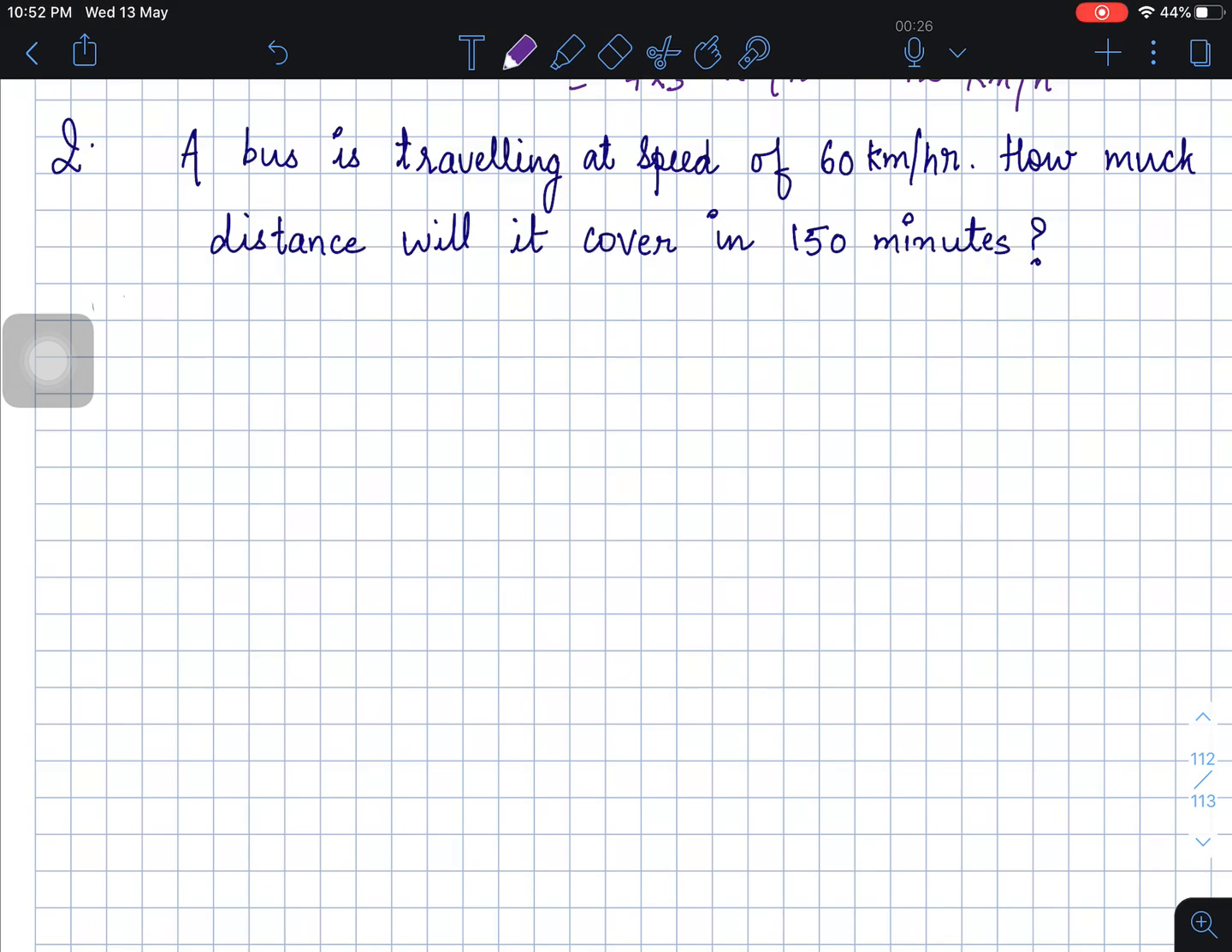A bus is traveling at a speed of 60 km per hour. They've already given you the speed. How much distance will it cover in 150 minutes? So you need to find the distance. The problem is that you are given the time in minutes, but the speed is given in hours. So we need to change this. First we need to convert this time, which is in minutes, into hours. So let us see how we can do this conversion.